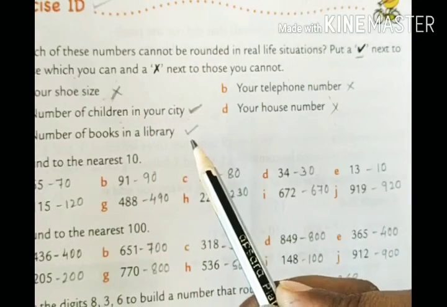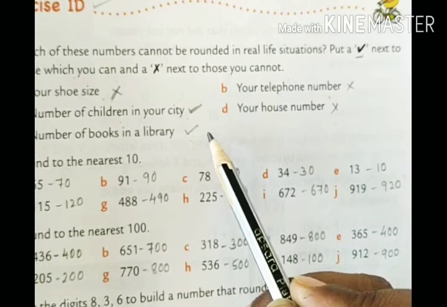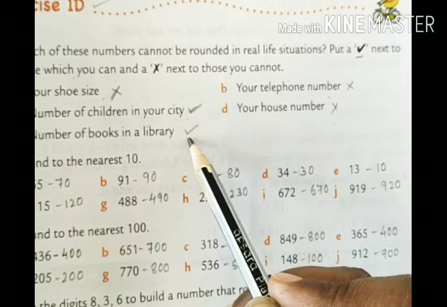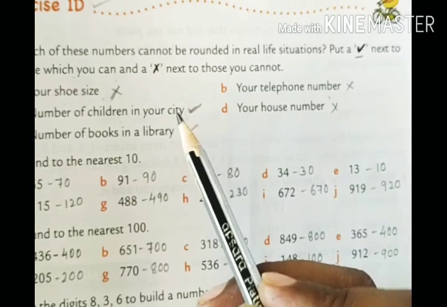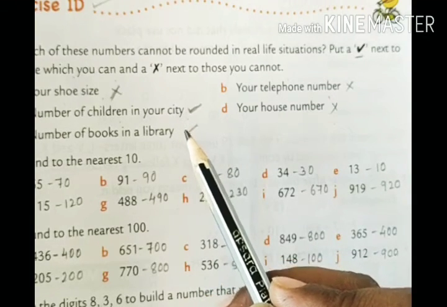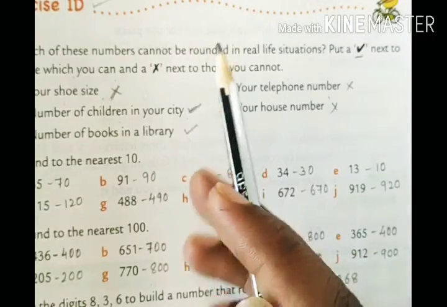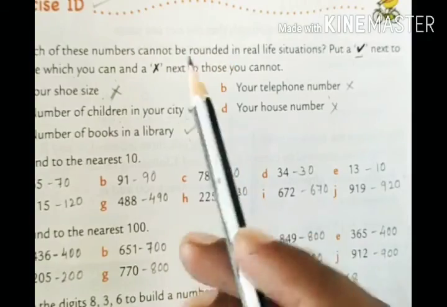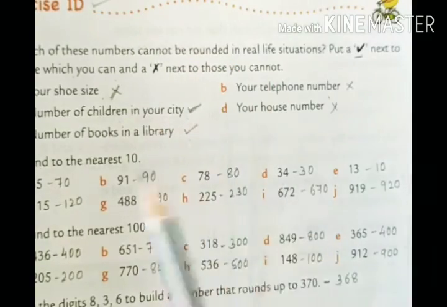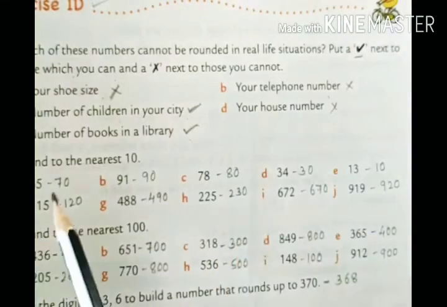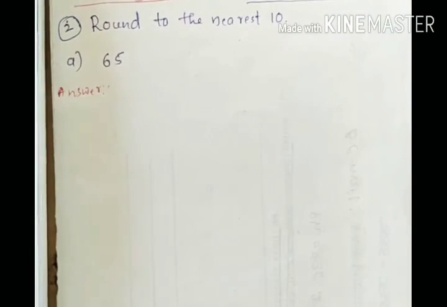If you say we have 200 notebooks in one situation, after 2 days some books will be added in the library, then you can't say it exactly. So in that situation we round up the number. Approximately nearly 400 plus books are there, 500 plus books are there. We are saying like this. So this is right.